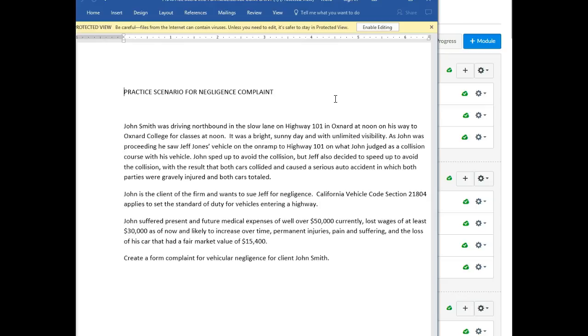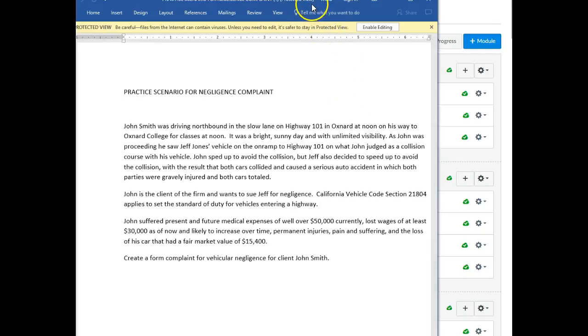So I want you to actually look up Vehicle Code Section 21804. And you'll see that it is the obligation of someone who's coming onto a highway to merge with the oncoming traffic. And that means they have to speed up or slow down as necessary to get in between cars as the cars are driving on the highway. So as you're coming up to an on-ramp and coming onto a highway, it's your obligation to speed up or slow down, and it's your obligation to merge with the oncoming traffic. It's not necessarily the obligation of the person who's already on the highway.